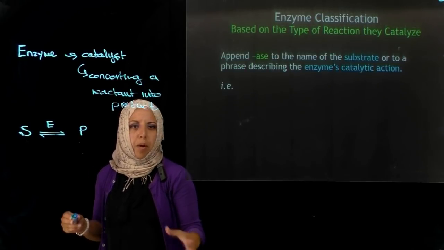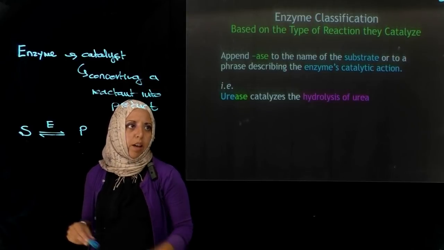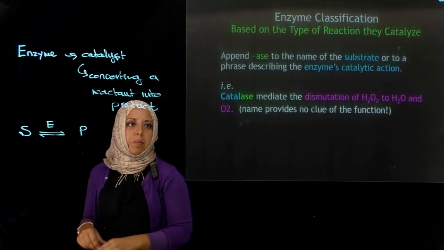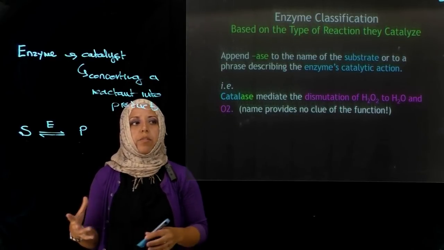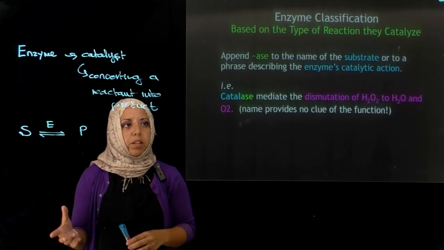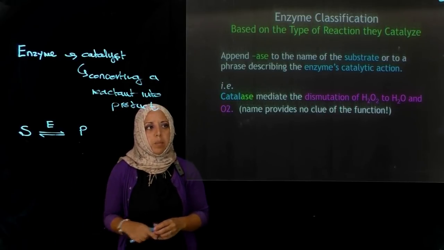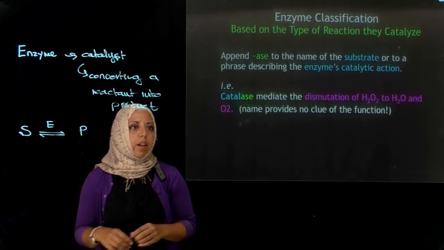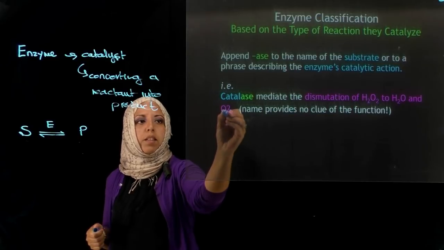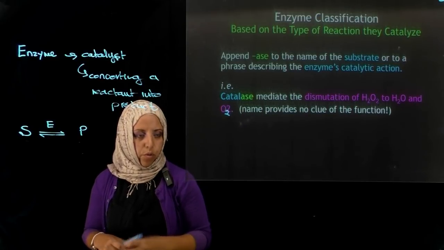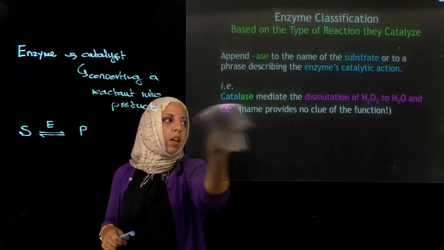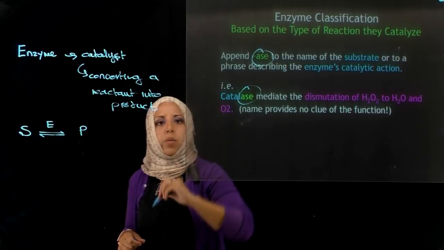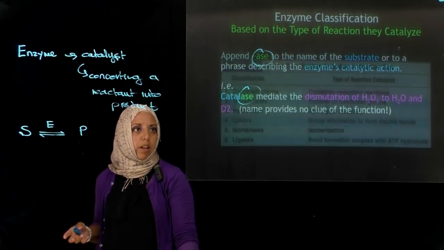Does the name of the enzyme always indicate what type of reaction it catalyzes? Not really, right? The name of some enzymes really gives you no clue about the function of that particular enzyme. Catalase is one example. It mediates the dismutation of peroxide into water and oxygen. This should be a small 2, a subscript, of course. All right, so if the name ends in -ase, we're referring to an enzyme.